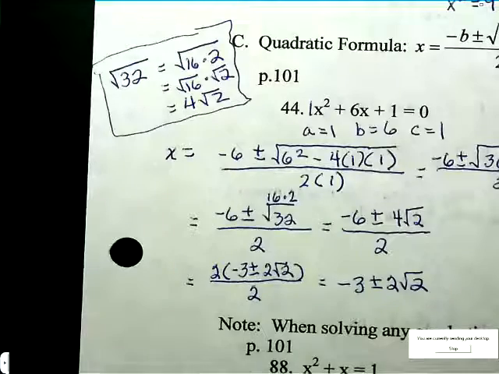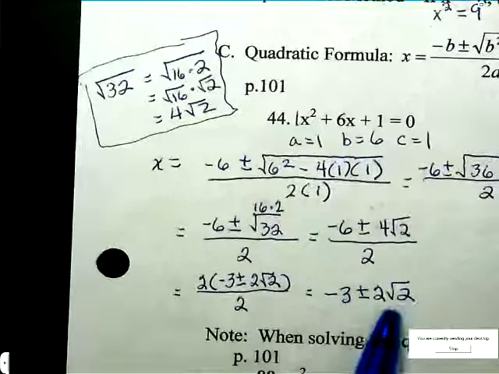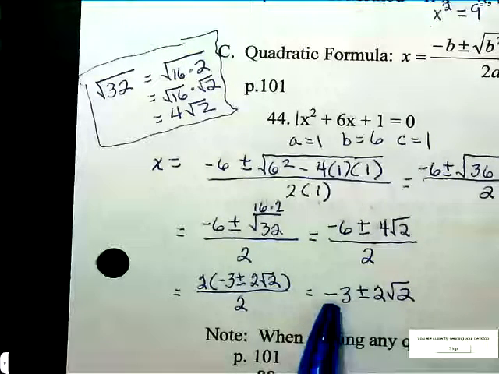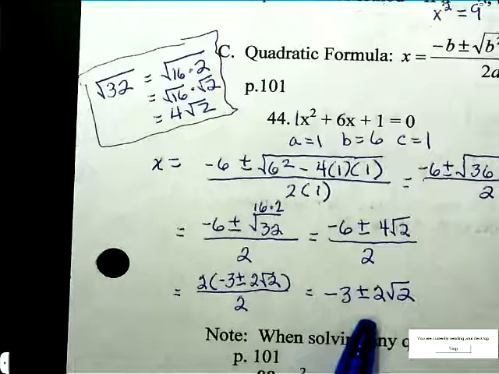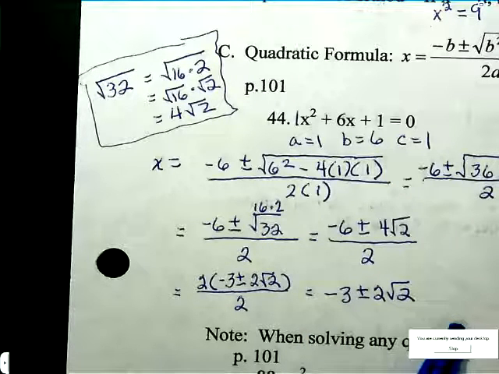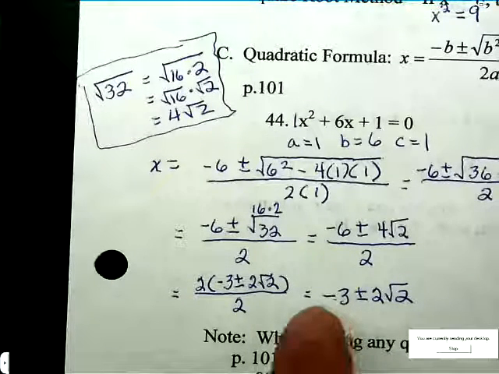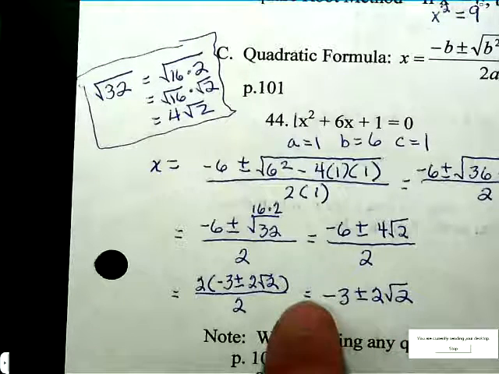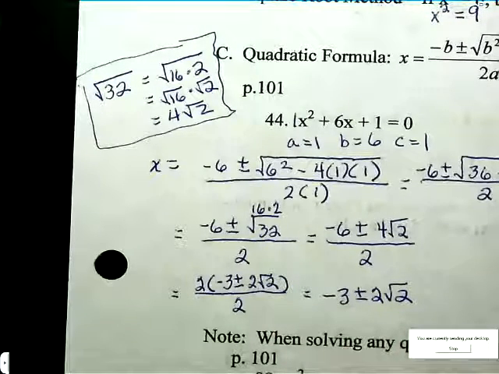All right. Again, you may have to separate that for my math lab into -3 plus 2 square root of 2, and -3 minus 2 square root of 2. But you don't have to give a decimal approximation unless the directions say. If the directions say give a decimal approximation, then punch on your calculator -3 plus 2 square root of 2 for one of your answers, and -3 minus 2 square root of 2 for your other answer.